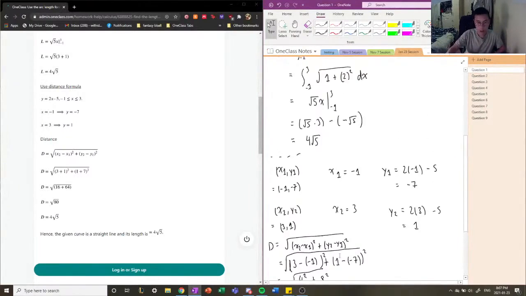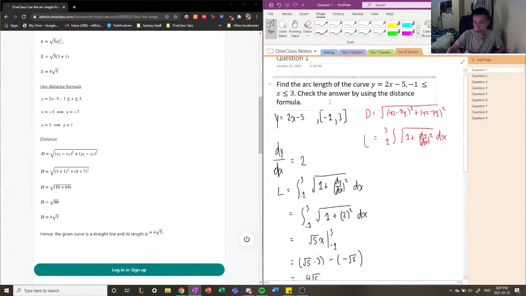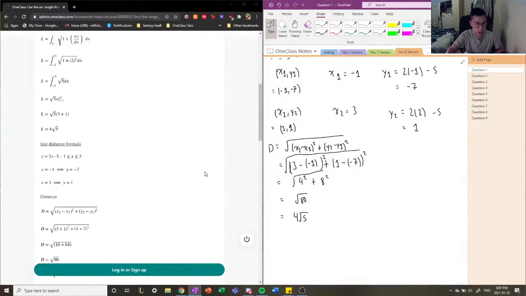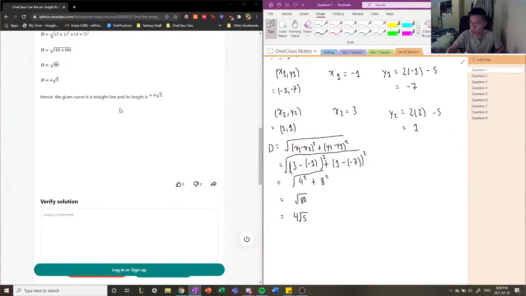So the distance formula for the length of our curve gives the same answer as the arc length formula. That means the given curve is a straight line and its length is 4 root 5.